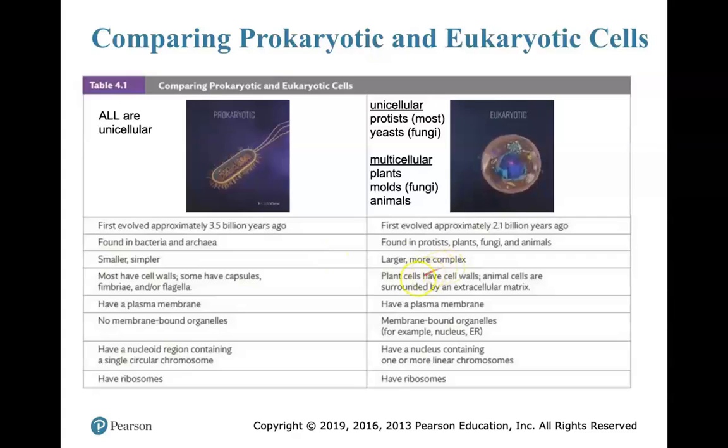I do want to point out that both of them have a plasma membrane. Prokaryotes do not have membrane-bound organelles, so they don't have mitochondria, chloroplasts, endoplasmic reticulums, or a nucleus. Those are all membrane-bound organelles. Eukaryotes do. Both of them have ribosomes. I also want to point that out.